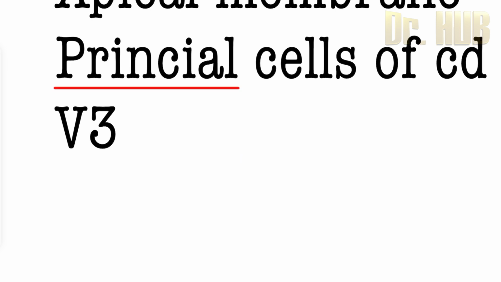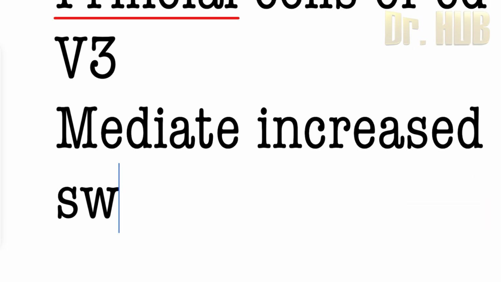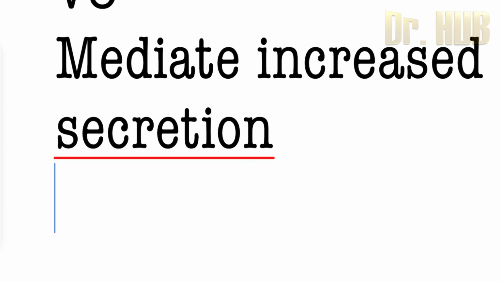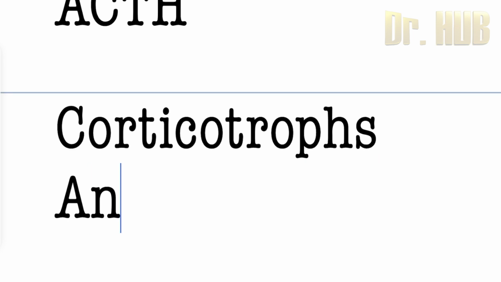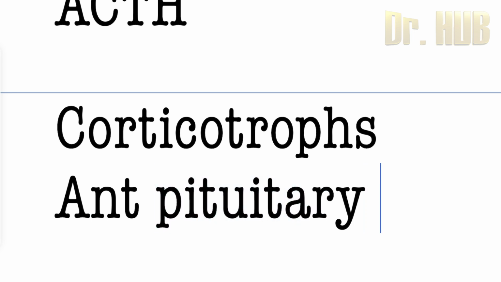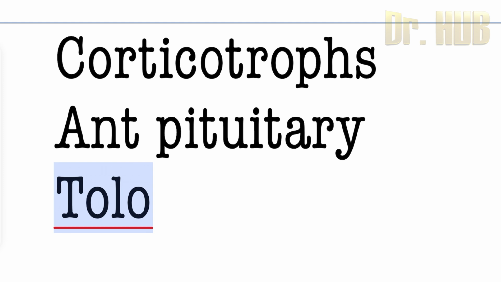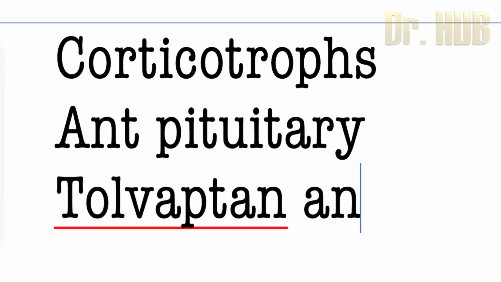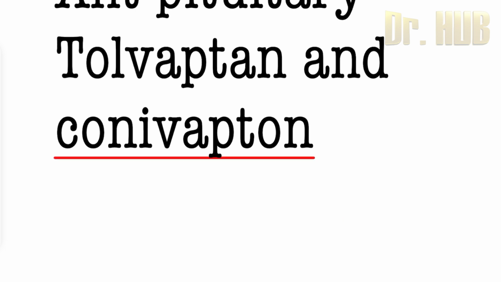Then moving on to V3, it mediates the increased secretion of ACTH from the corticotropes of the anterior pituitary. What are the drugs which act against these receptors? They are tolvaptan and conivaptan.